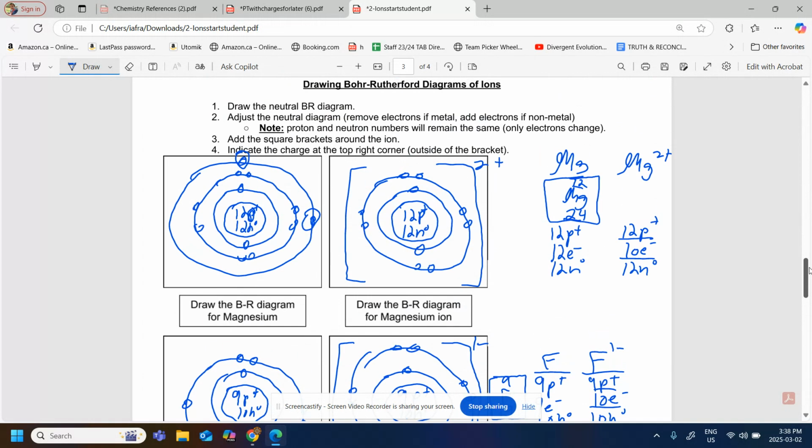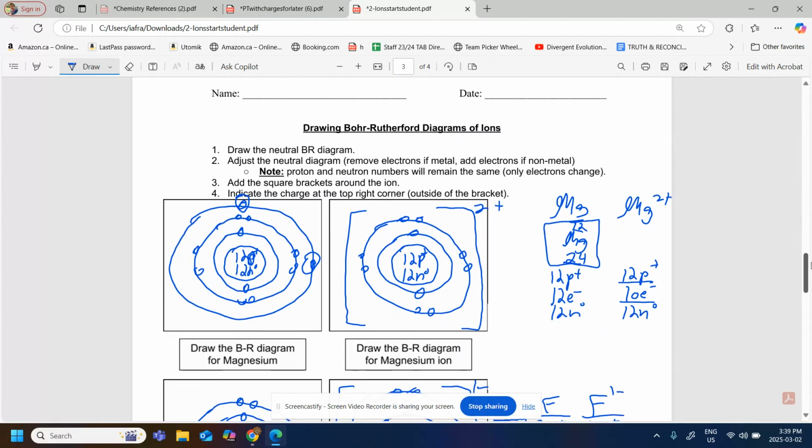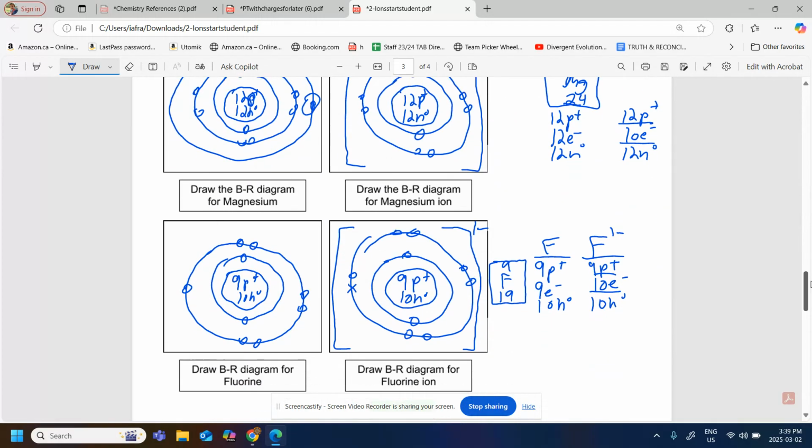So that was taking up the drawings for Bohr-Rutherford diagram for the 2 examples there.